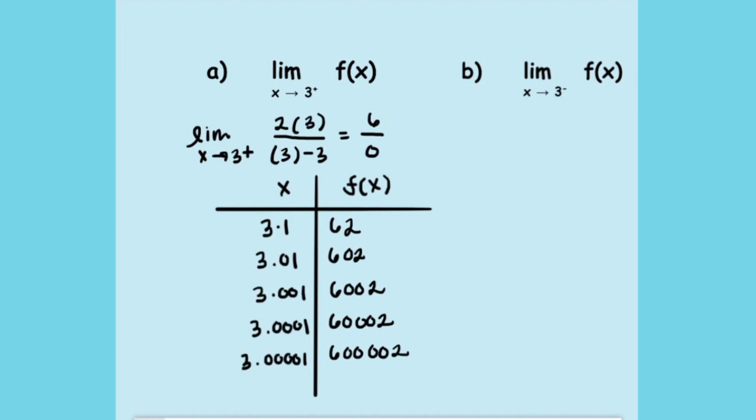So now what we're going to do is look at our x values, or basically our f of x outputs. As you see, at our first value, 3.1, our f of x is 62. And then it jumps to 602, and at our last x value, we get 600,002. So as you see, it keeps increasing, and it keeps increasing by large amounts. So this indicates that our limit is approaching positive infinity.